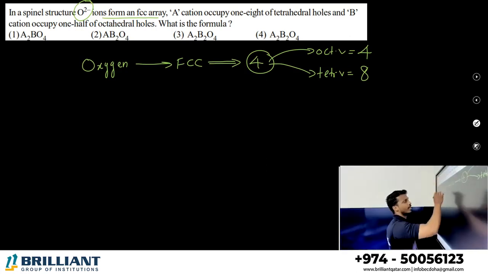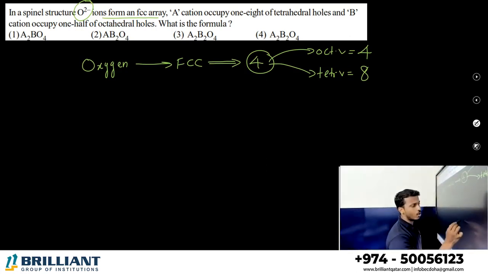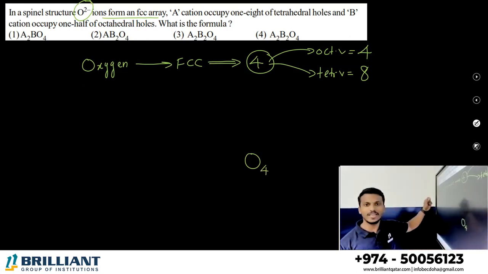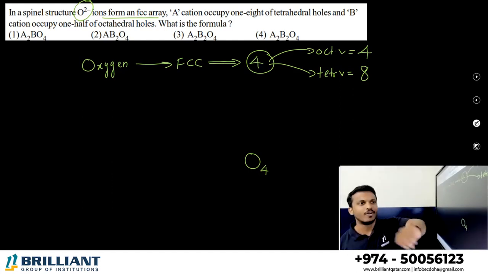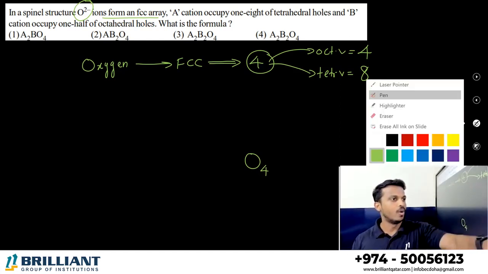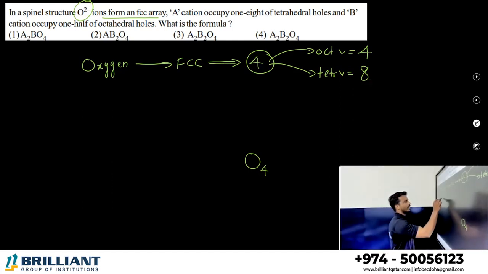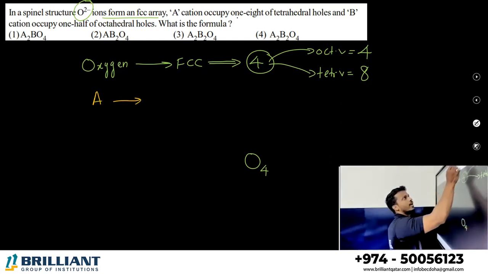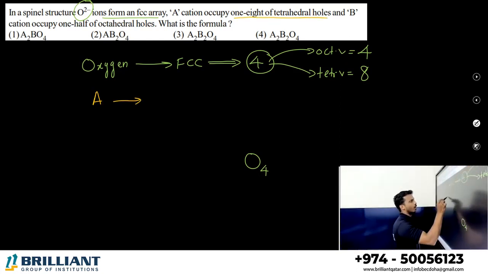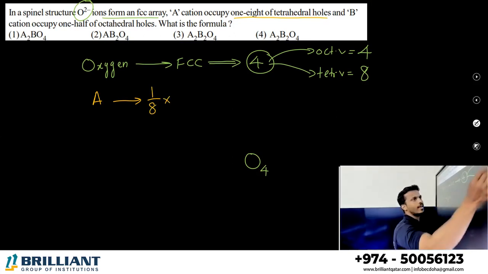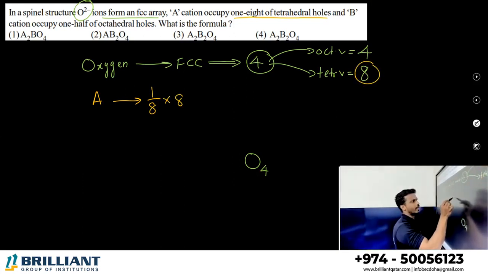Where is A occupied? So you already got it. How much oxygen is there? 4 oxygen is there. Why? Oxygen is in FCC. How many FCC atoms? 4 atoms in FCC. Now, where are A and B located? A is located in 1/8 of the tetrahedral holes. 1/8 of how many tetrahedral voids do you have here? 8. 8 by 8 equals 1.